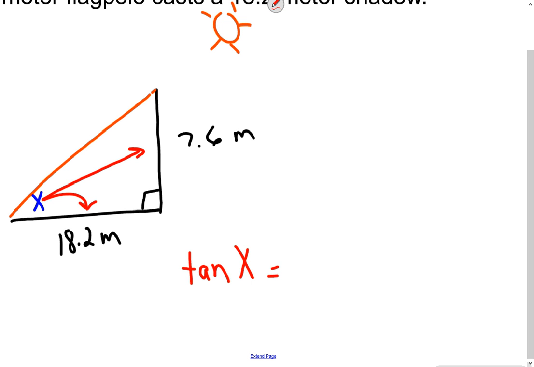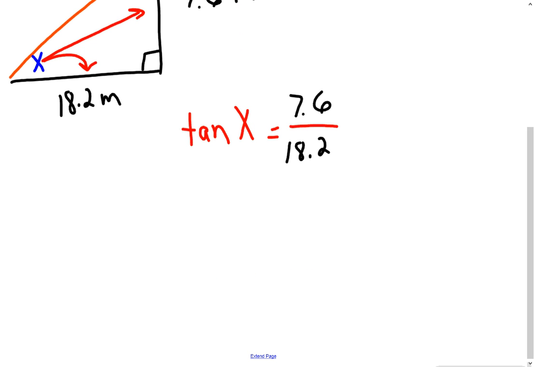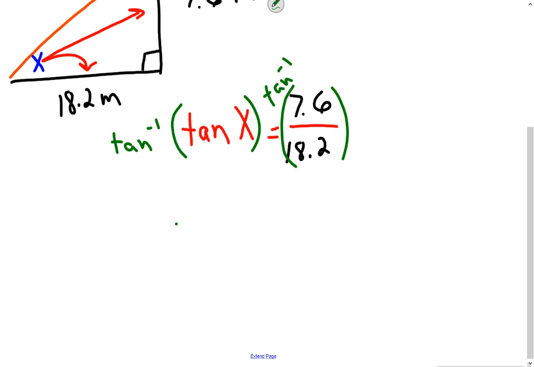So tangent, now remember, tangent is the opposite side, which was 7.6, over the adjacent side, which is 18.2. So now we have to get the x by itself. So we have to get rid of the tangent. Now remember, this is where we're going to use the inverse of tangent. So we'll take the inverse tangent of the left side, and the inverse tangent of the right side, and we will now have the measure of x in degrees.